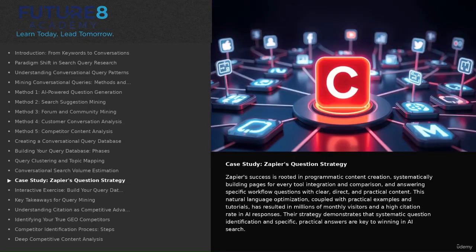Zapier's success is rooted in programmatic content creation, systematically building pages for every tool integration and comparison, and answering specific workflow questions with clear, direct, and practical content. This natural language optimization, coupled with practical examples and tutorials, has resulted in millions of monthly visitors and a high citation rate in AI responses. Their strategy demonstrates that systematic question identification and specific, practical answers are key to winning in AI search.